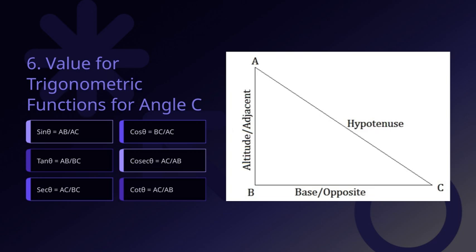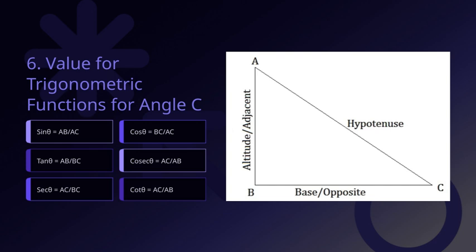For cos theta, it's BC over AC, which is the adjacent over hypotenuse. Then, tan theta is OB over BC, representing the opposite over adjacent. Finally, sin theta is OB over AC, which is the opposite over hypotenuse ratio.